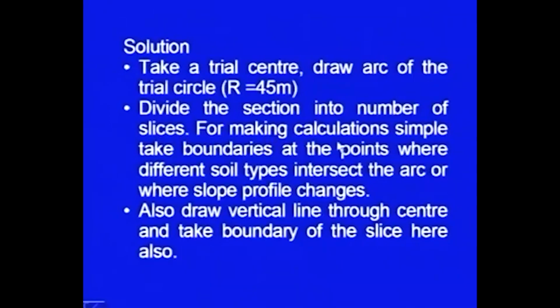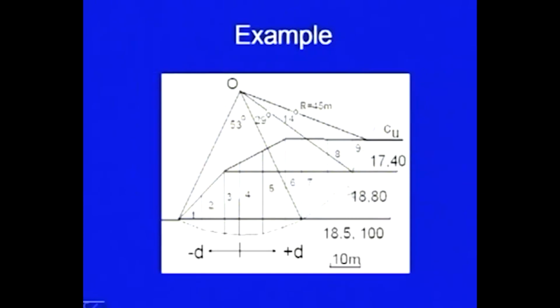For making calculations simple, take boundaries at the points where different soil types intersect the arc or where slope profile changes. They should be taken as boundaries. This is what I had discussed, that you should try to keep the boundaries of the slices at this place, and draw a vertical line here at this place. It is immaterial, see their width can change.